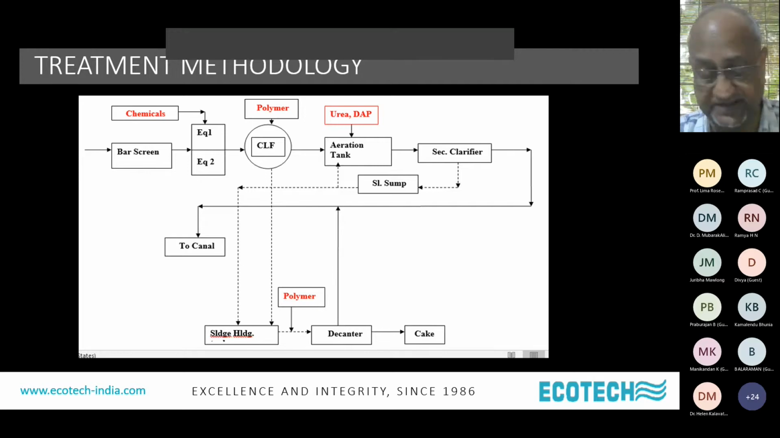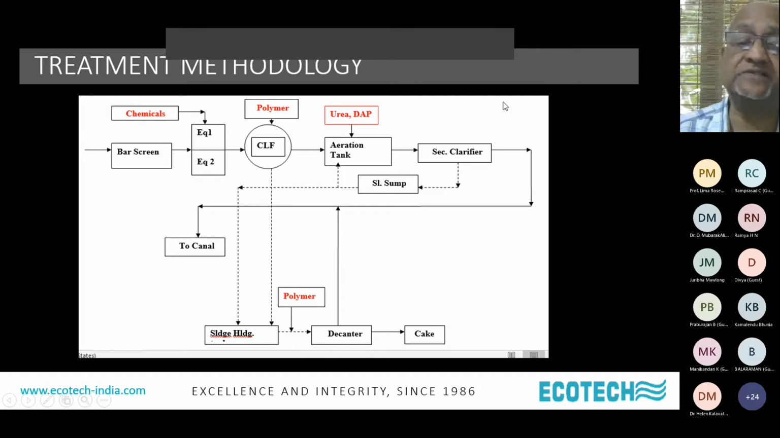Chemical costs in textile effluent will be quite high because chemicals are required for pH correction, for coagulation, polymer addition, urea and DAP. Quite a lot of chemicals are used in textile industry wastewater.